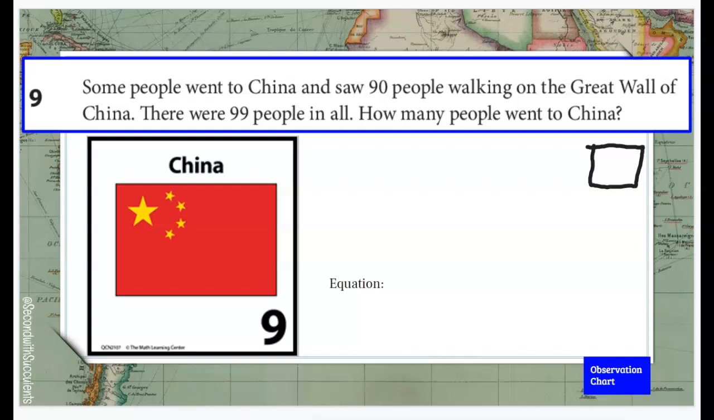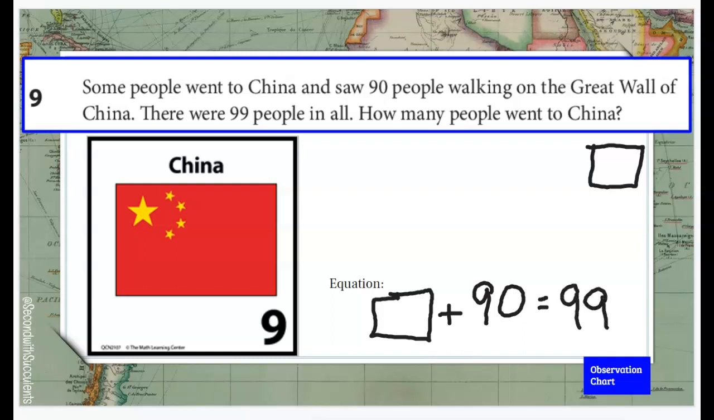Show a connection if your equation looked like this. Some people went to China, 90 people were walking on the Great Wall, there were 99 people in all. That's what you wrote. Good thinking. Our missing part is at the start of the equation. What number should go in the box?